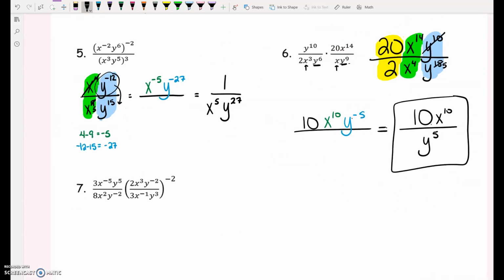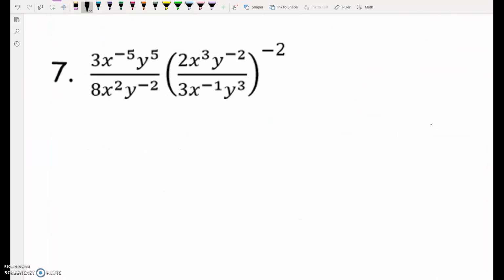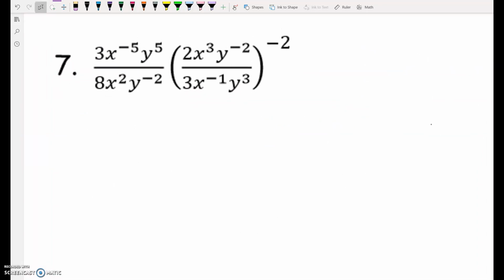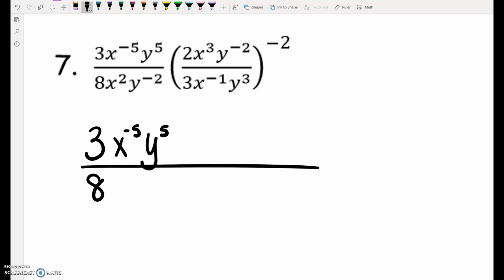Okay, number 7, the most complicated one. If we can do the most complicated one, we can do anything, right? Where should we start? We should start with the parentheses. So for now, I'm going to recopy what I have over here on the left.